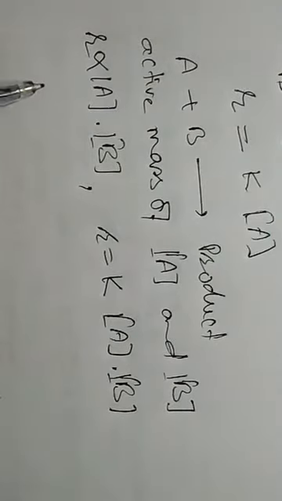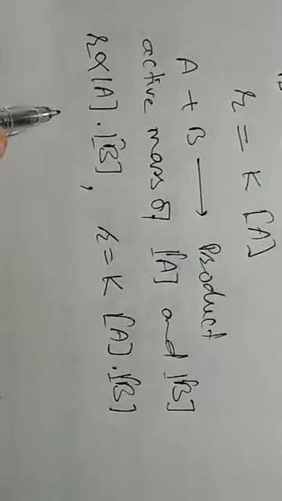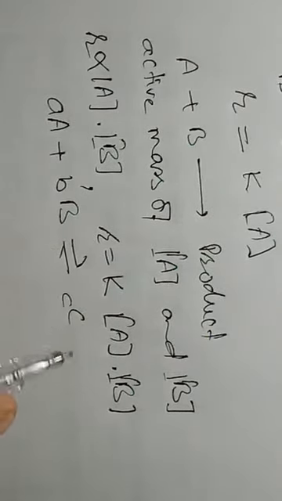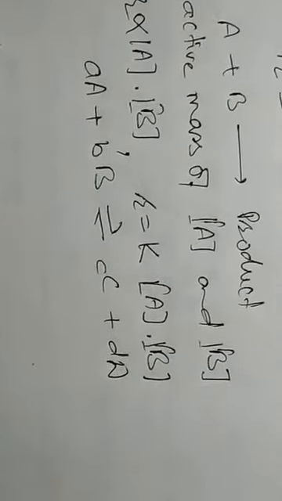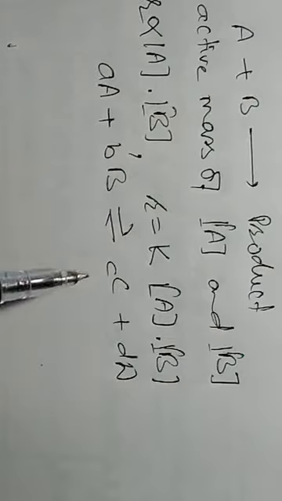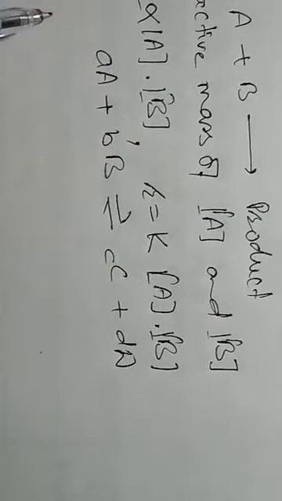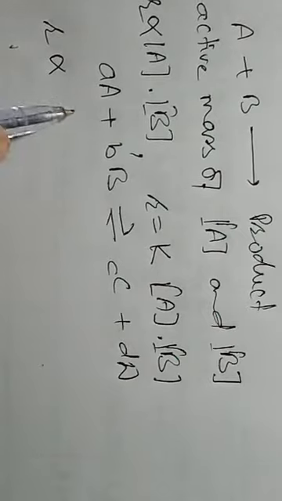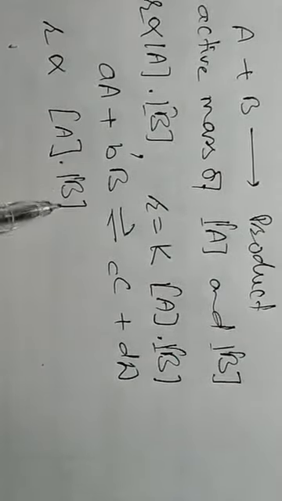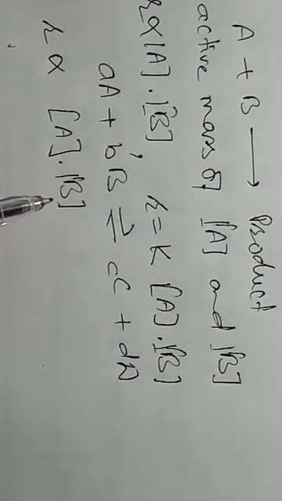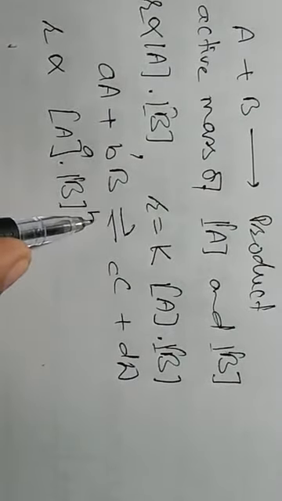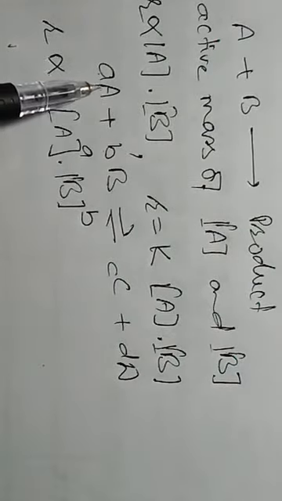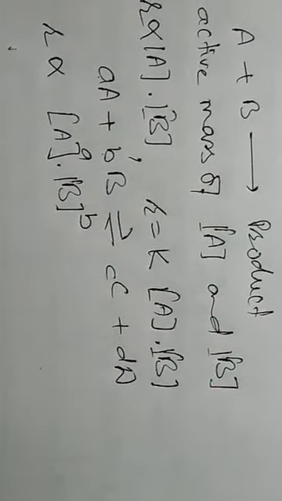Okay. Now, if again we take a hypothetical reaction like A plus B, reversible sign, forming C plus D. So according to Goldberg and Waage, the rate of reaction will be proportional to the product of active masses of the reactants raised to the power equal to its stoichiometric coefficient as represented in the given balanced reaction.